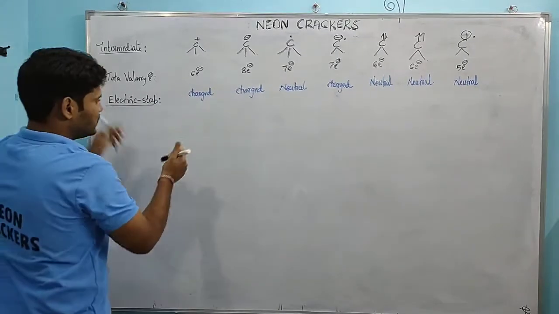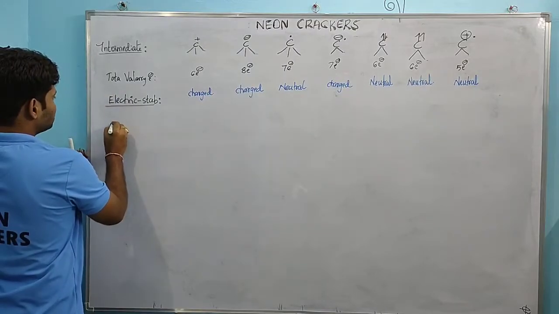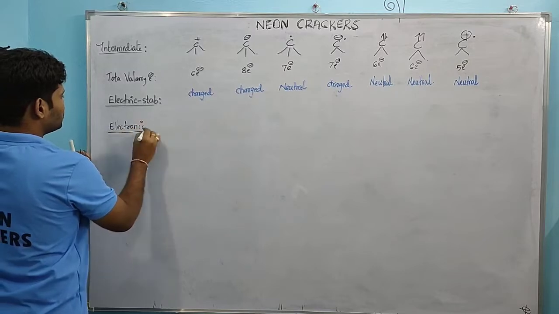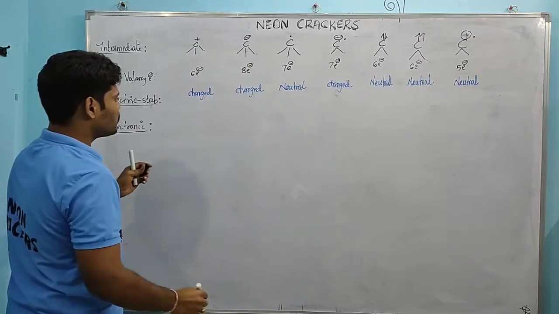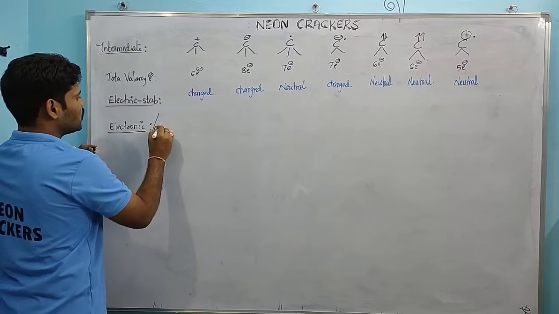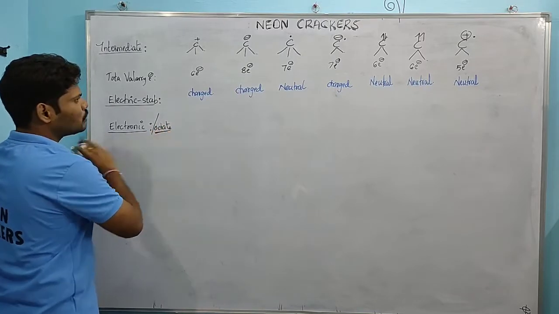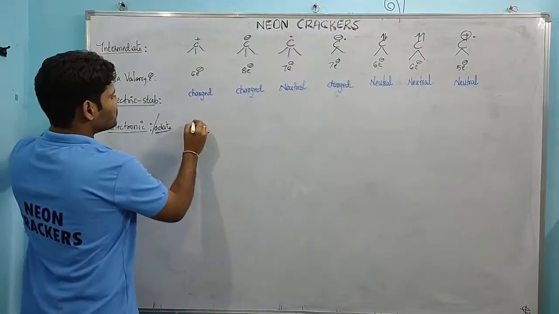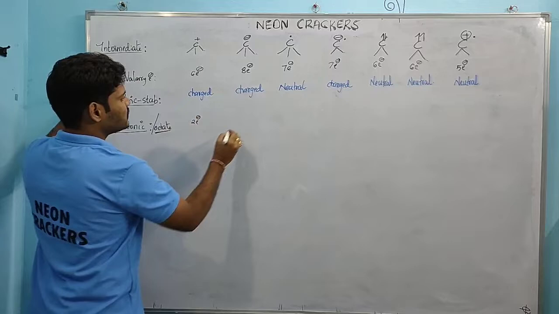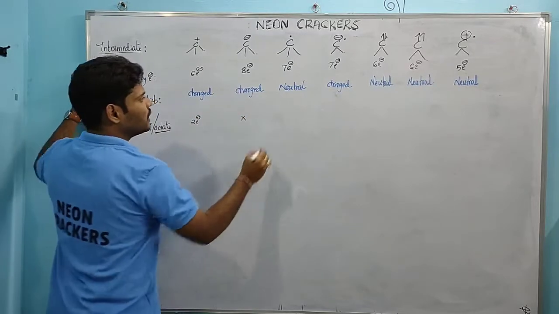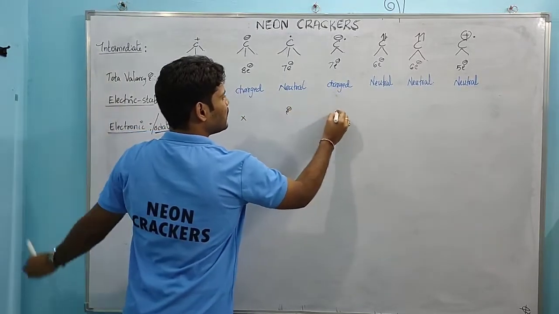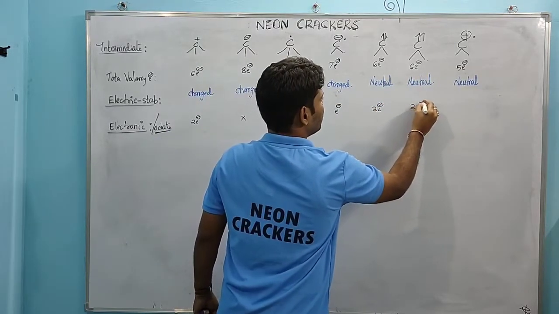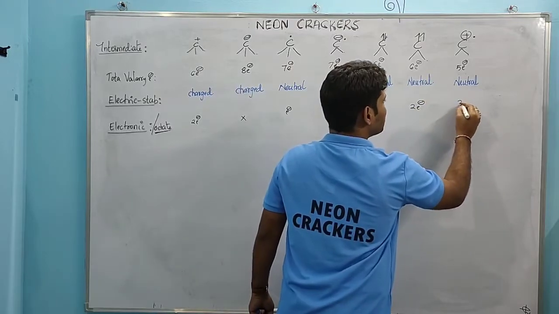Now let's see the electronic stability. Electronic stability is about the octet condition. Out of all, only one thing we may decide here. With 6 electrons, 2 electrons are required to get an octet. Here the octet condition is already there. Here 1 electron is required. Here 2 electrons are required. Here 3 electrons are required.